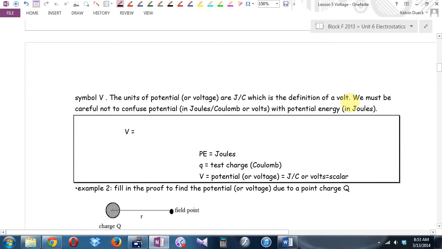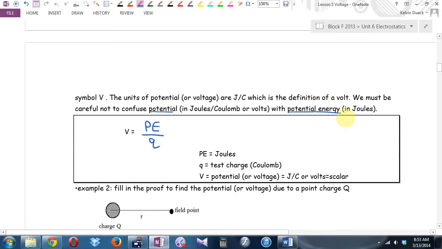So the units of potential or voltage is joules per coulomb. It's how many joules each coulomb of energy has at that location. It's joules per coulomb, which really means voltage is defined as potential energy divided by the charge, because that is joules per coulomb. I wrote down here the understatement of the year. We must be careful not to confuse potential with potential energy. One's in joules per coulomb, one's in joules.